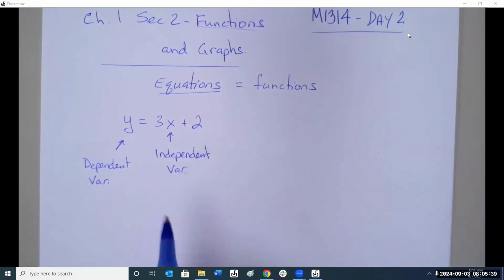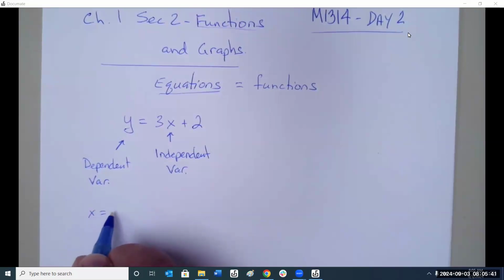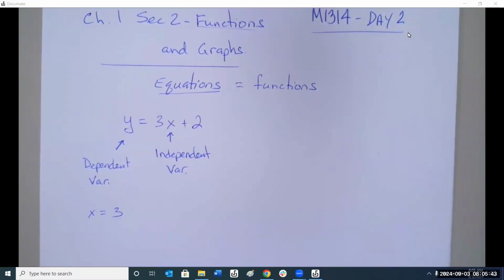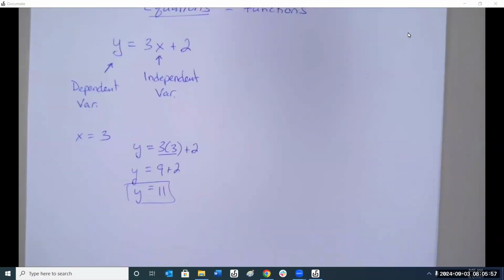So we have to decide on a value for x. Let's say it's 3. Then we got to plug it in there and work it out. Then we get our value.